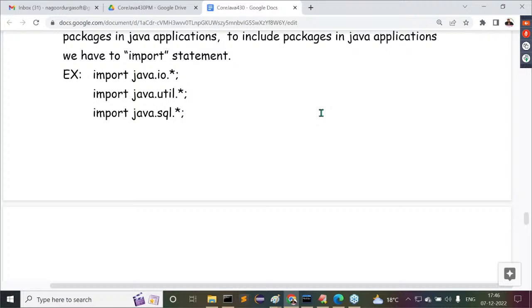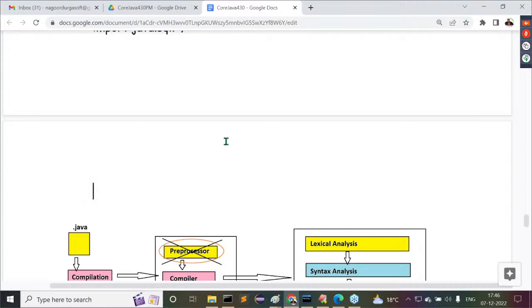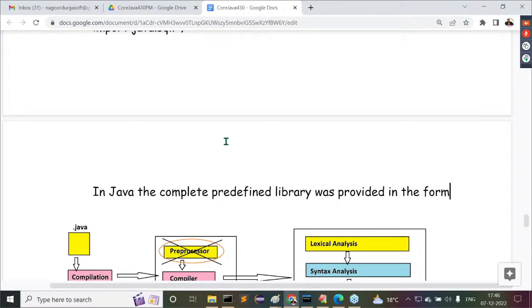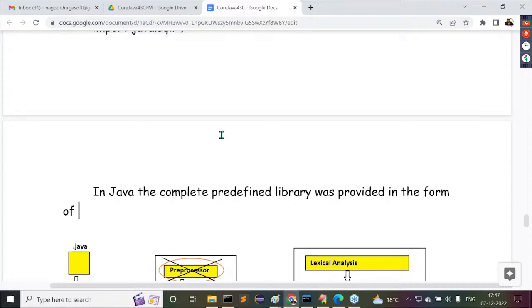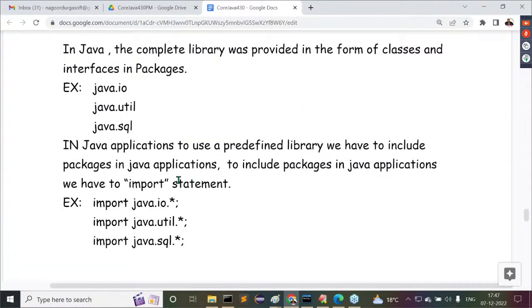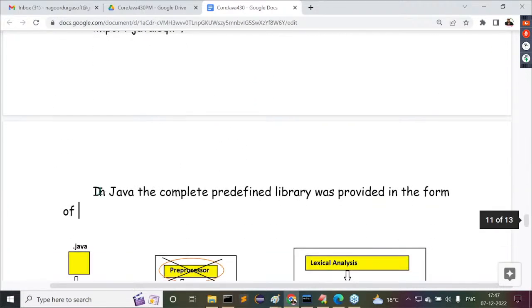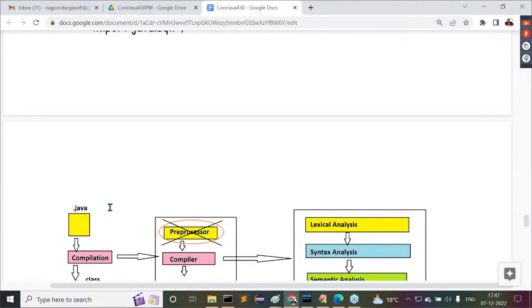Let's see. Whenever I'm typing the content, observe carefully and try to read the statements. It's a repetition for you. Easily we can remember the points if we see the content here. Now observe carefully. In Java, the complete predefined library is provided in the form of classes and interfaces in packages. Right, sir. That's okay, I already gave that point.